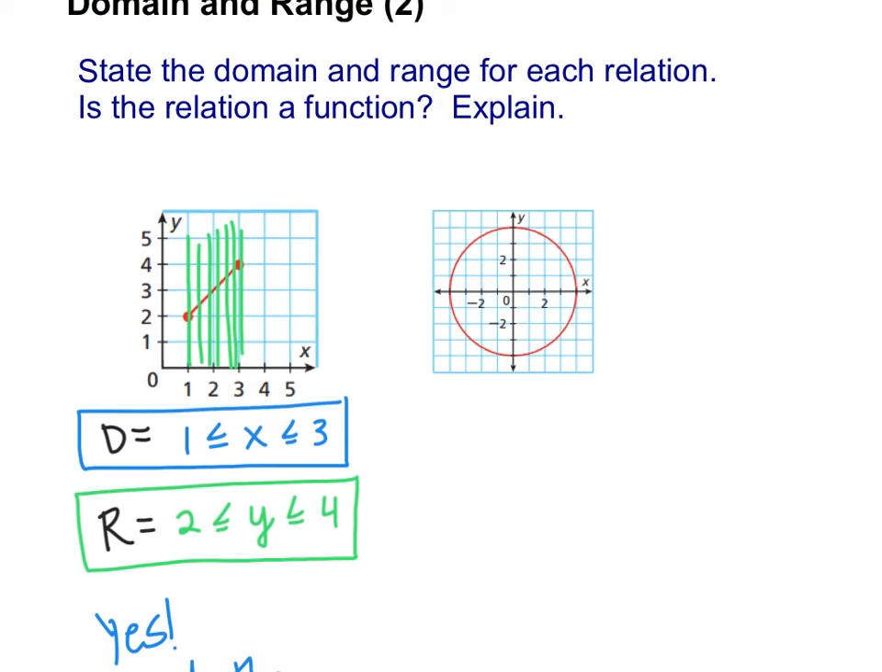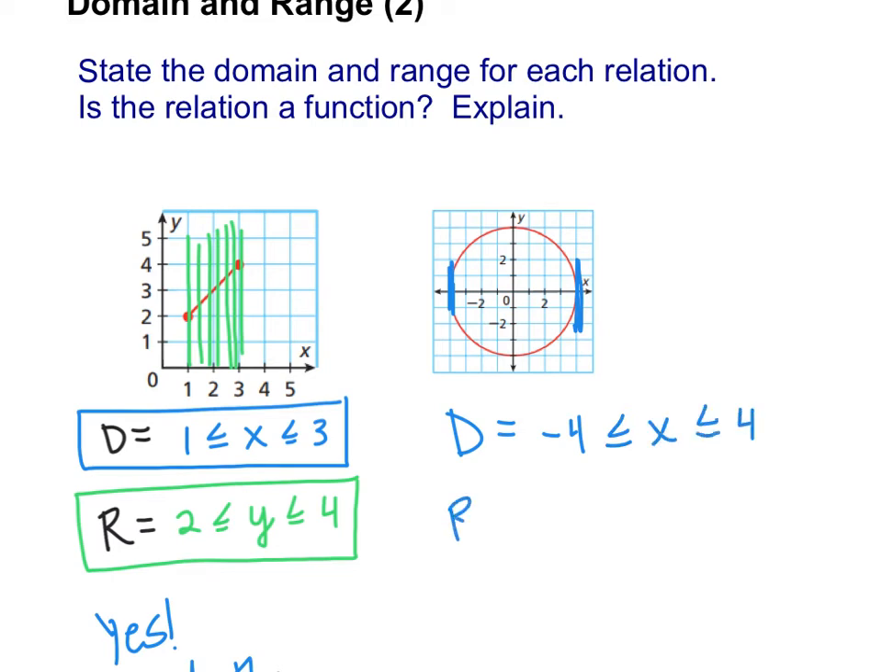So, next one, now that we have the idea, they go a little bit faster. So our domain, we're going to go to the left side of the graph and see where it hits the x-axis. So I can see it's hitting it at a -4. And I don't have anything to the left of the -4. There's nothing over here. So our graph starts at -4, and it goes all the way over here to a +4. So our domain is everything between -4 and +4. So we say -4 is less than or equal to x, which is less than or equal to 4.